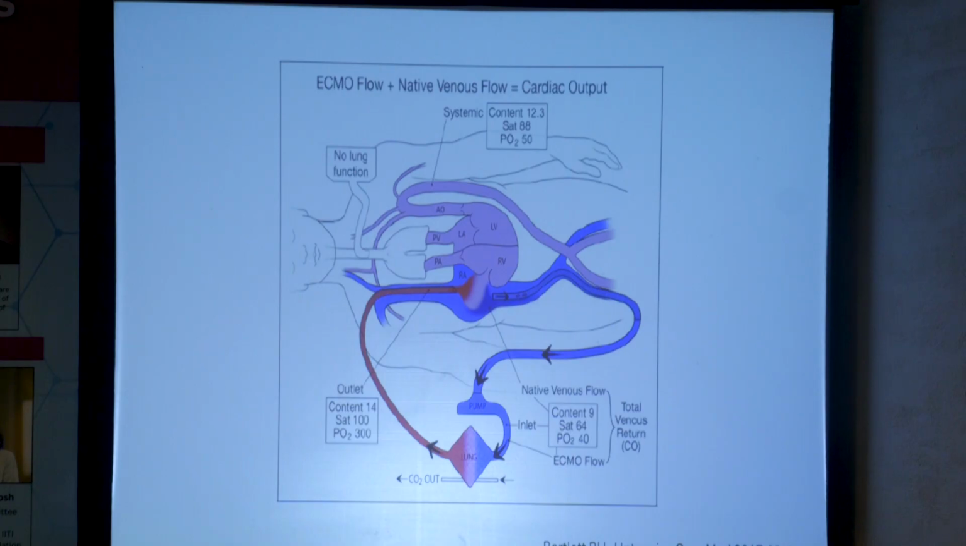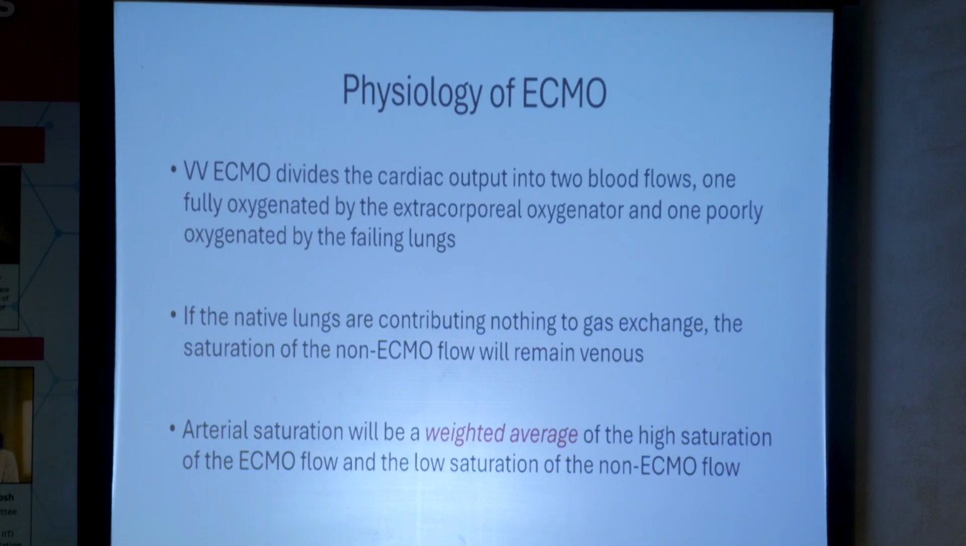Your native venous flow is either completely venous oxygenation, or it may pick up some oxygen in the lungs, depending on what your lungs are able to do or not. It may pick up zero oxygen in the lungs if the lungs are so dysfunctional and on such low ventilator pressures that they are contributing no gas exchange. And then it's going to mix with the well-oxygenated blood, and the weighted average will determine your arterial saturation. So here's, in words, what I just said. You're dividing the net cardiac output into two blood flows, one fully oxygenated, one poorly oxygenated, and mixing those so that they can go out to the patient's body.